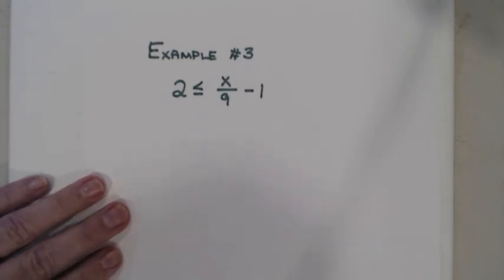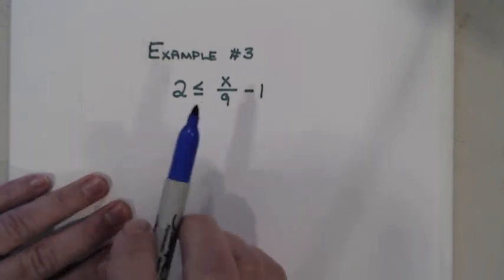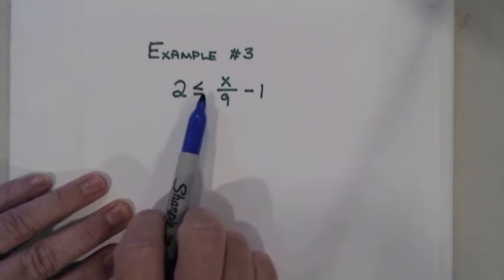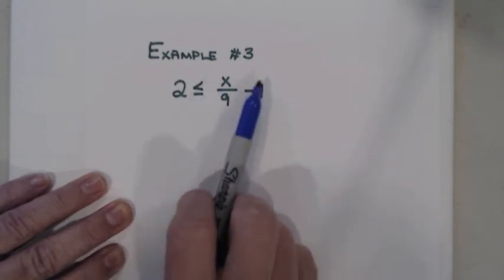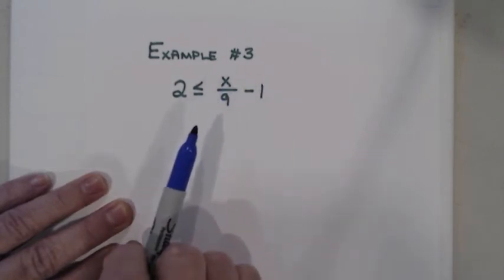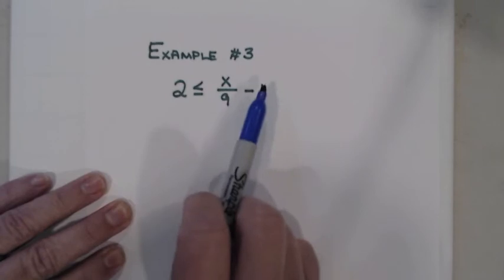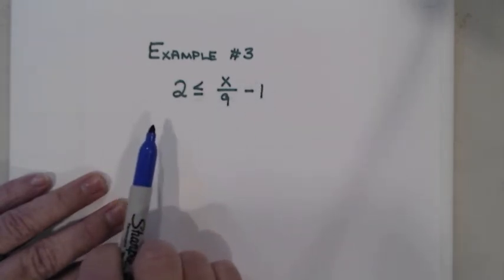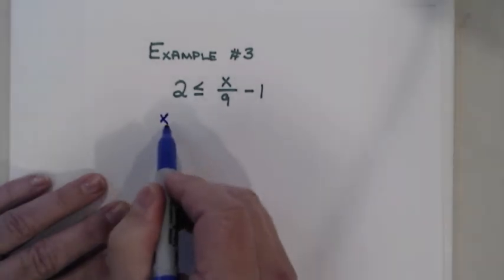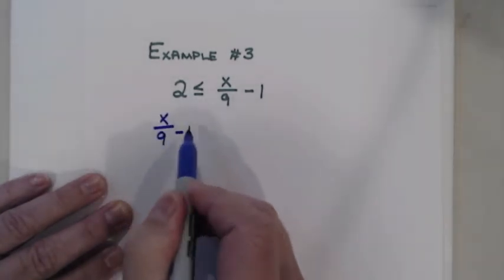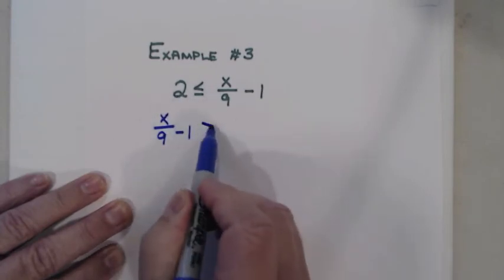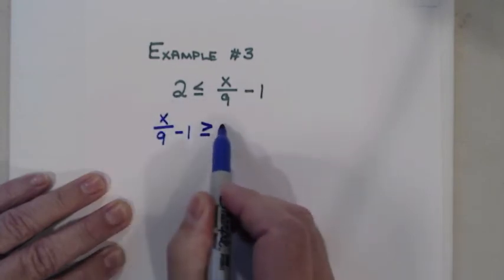Example number 3. Remember, one of the other things that makes an inequality different than an equation is I need to switch this inequality symbol if I switch this entire inequality around. I'm going to take everything that's on this side and put it over here because I want the variable over here on this side. X divided by 9 minus 1. Remember, this inequality symbol is supposed to be pointing toward 2. I'm going to make it point toward the 2. I'm going to switch it around.